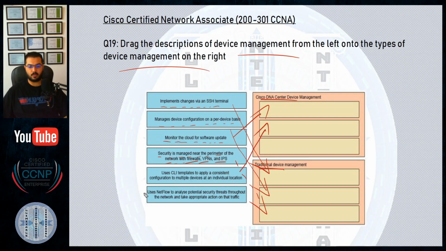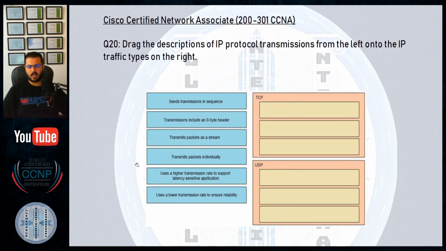Use CLI templates to apply consistent config to multiple devices at an individual location. Multiple devices, good. Which is this one? And uses NetFlow to analyze potential security threats throughout the network and take appropriate action on that traffic. The DNA. By the way, DNA does also use SSH to log into devices sometimes. I'm sorry, that was the APIC. The APIC-EM does that, I believe. So it might be used as well.